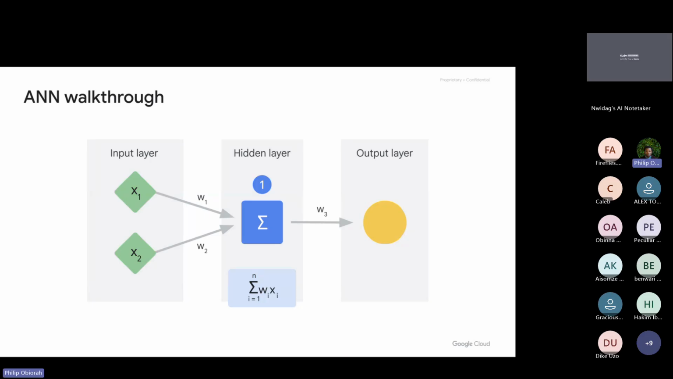All right. Does anyone have anything to add here? In this case, you just have one hidden layer, right? You have two inputs here. There are two features here, and two weights. You have the activation function, and then you have the output layer.